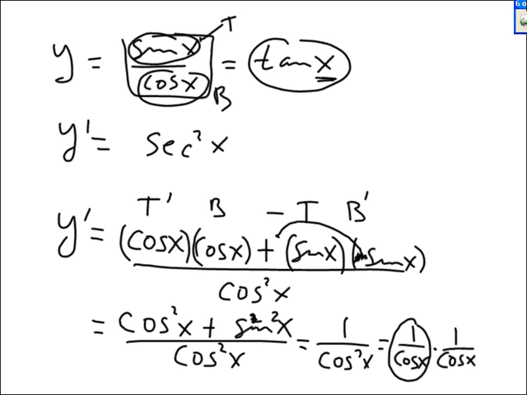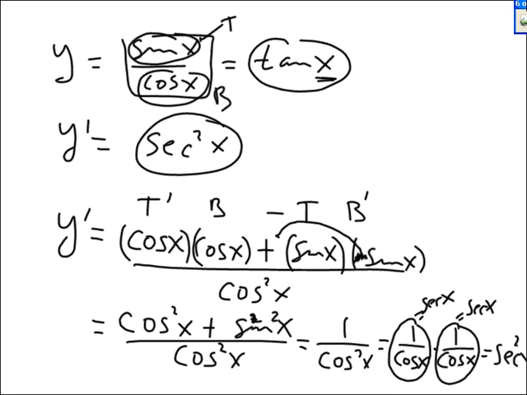That's secant x times secant x. Each of these is a secant x. Well, when you multiply secant x by itself, you get secant squared x. And that's your answer, secant squared x, something we got really quickly as long as we knew our identities.